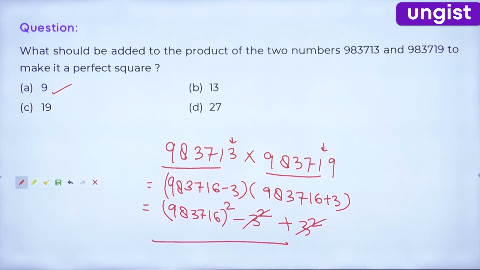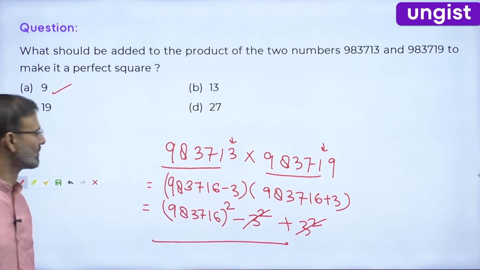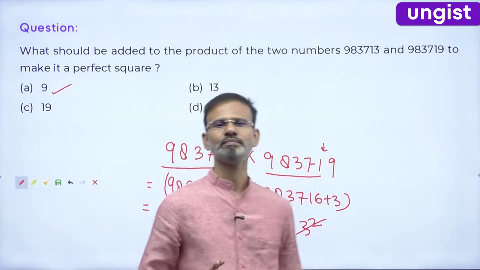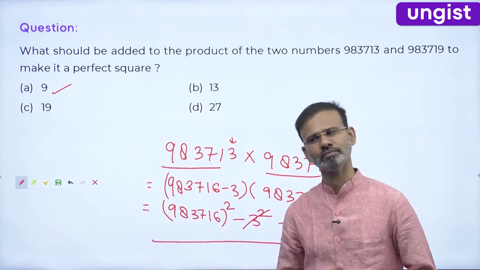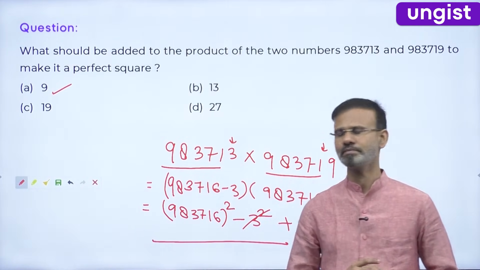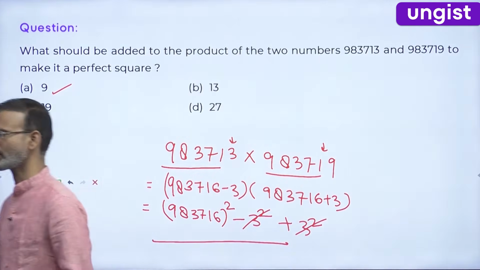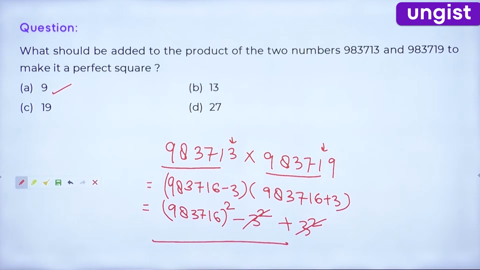All right. Any doubt, friends? Any query? Any confusion? So if 9 is added, the resultant will be a perfect square. Everyone done now? ठीक है? Okay. All right. Now, friends, let's move to the next question. ठीक है?